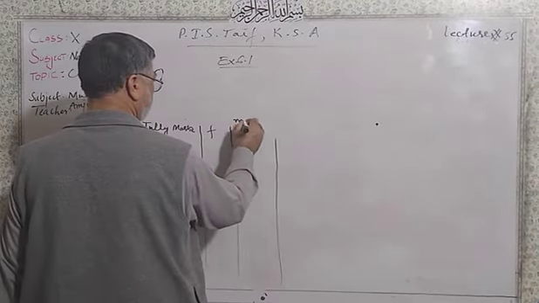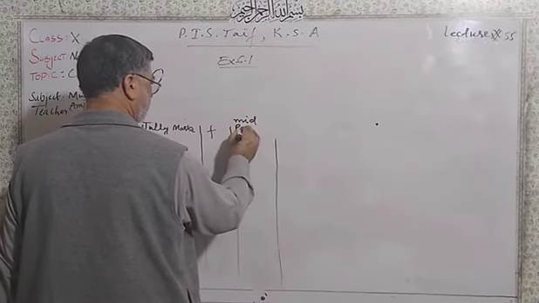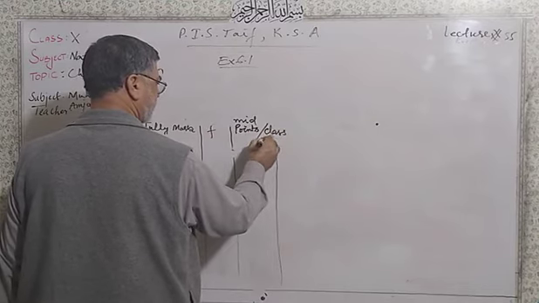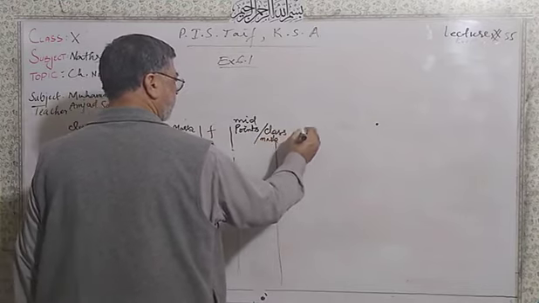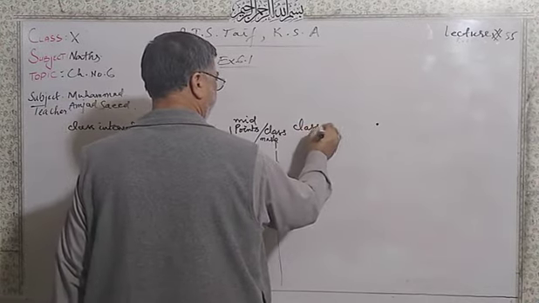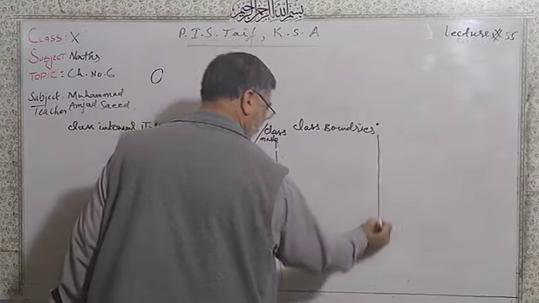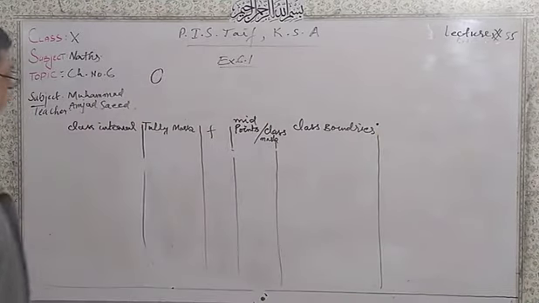This is midpoints. Midpoints are class marks, that is the same thing. And after that, we have class boundaries in the last column.